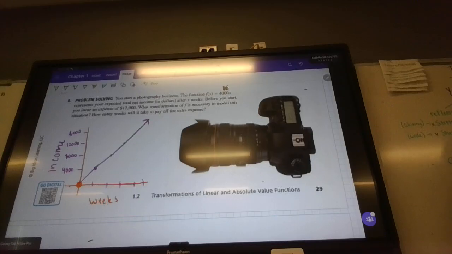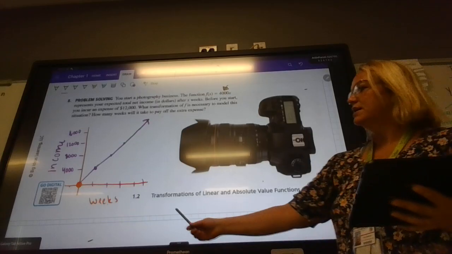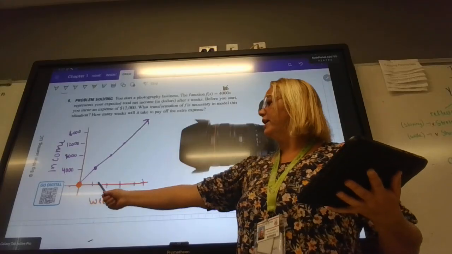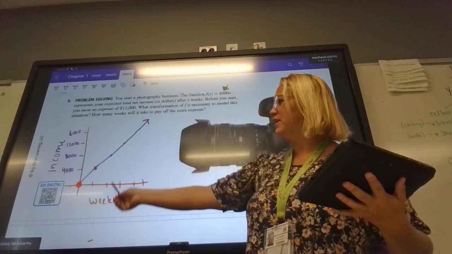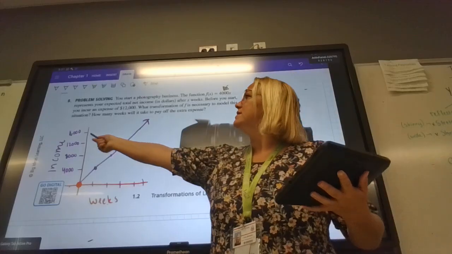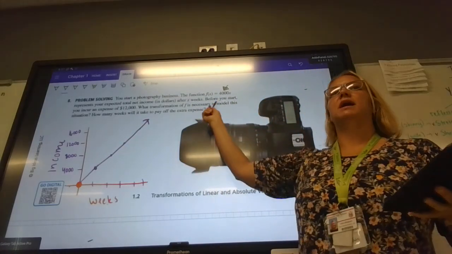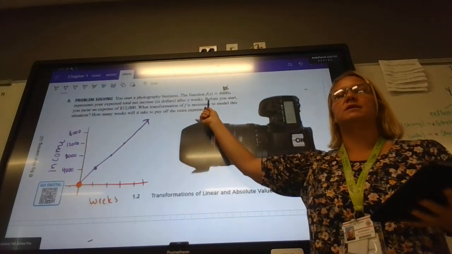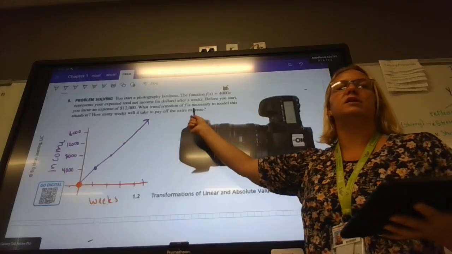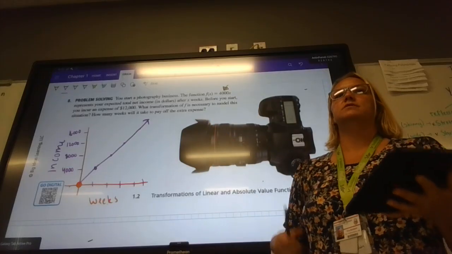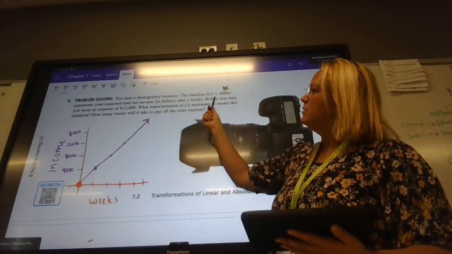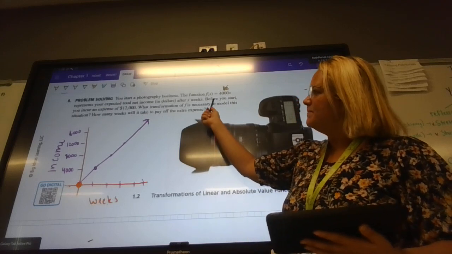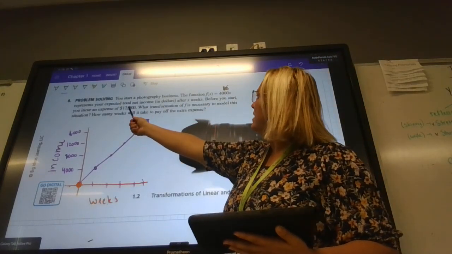All right, here is your photography business. In 1 week, you have $4,000. In 2 weeks, $8,000. In 3 weeks, $12,000. In 4 weeks, $16,000. This is my full understanding when I see this function. It's a linear function, and the slope is 4,000. So really read the problem and try to visualize it. Before you start, however, there's an expense of $12,000.